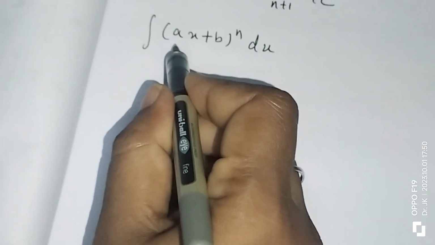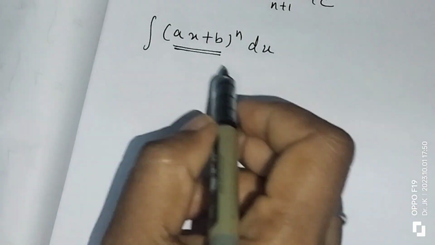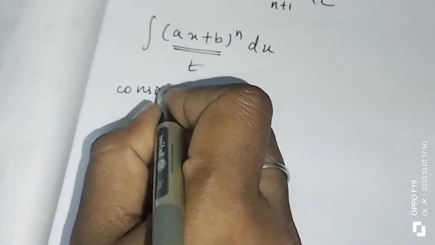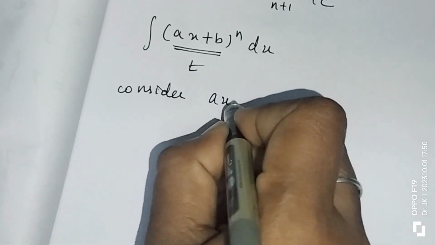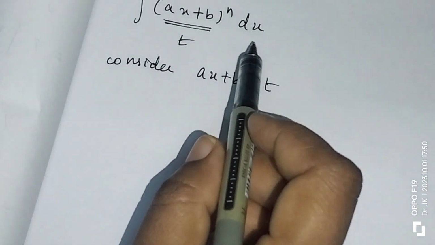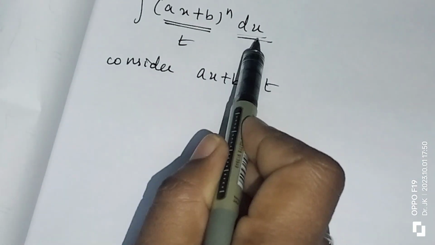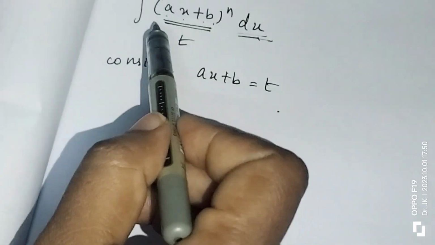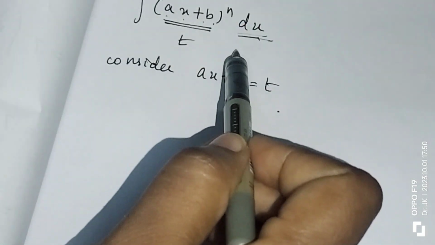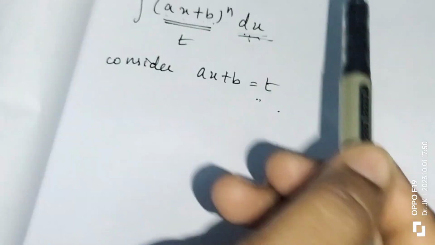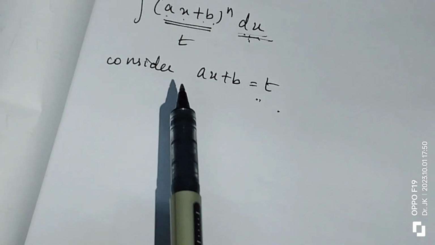Here we don't know what this is, so you just take it as t. Consider ax plus b is equal to t. We have to find what dx is here. Instead of ax plus b, you substitute t. We have to convert the given formula in terms of t only, so we have to find dx in terms of t. That is very important. I hope you can understand.